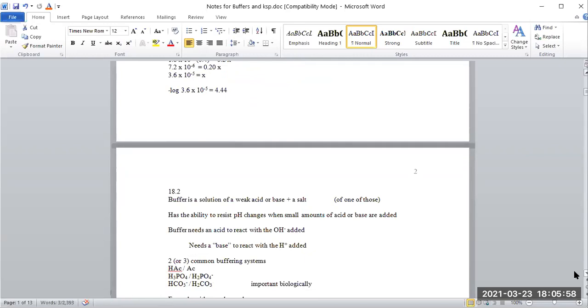All right. Extending this idea. Buffers. Buffers are actually kind of what were in the previous problem there, even though we didn't call it that yet. A buffer is a weak acid or a weak base plus a salt. They have to share an ion. Why do you want a buffer? Well, you want a buffer so that you can make it harder for pH changes to happen.